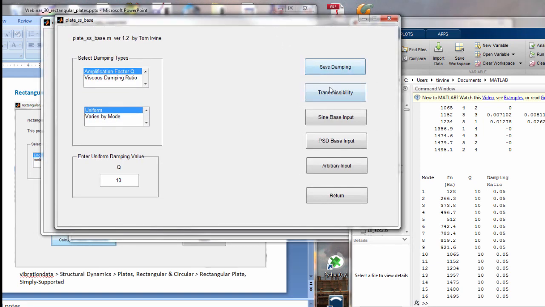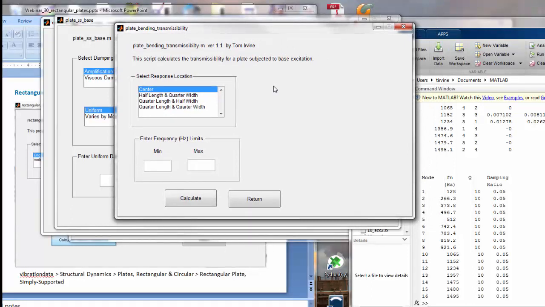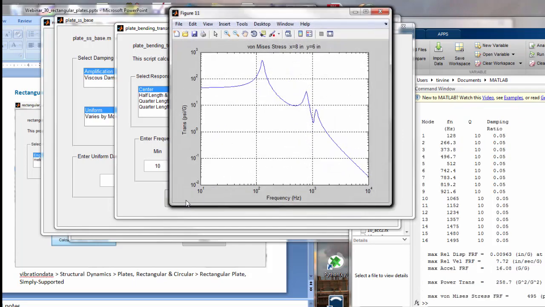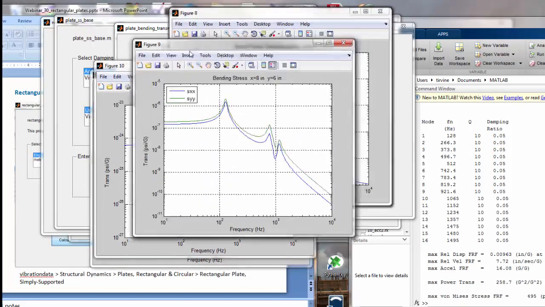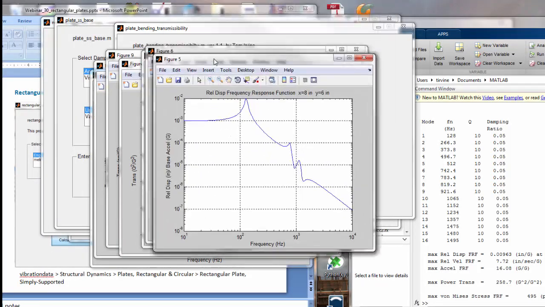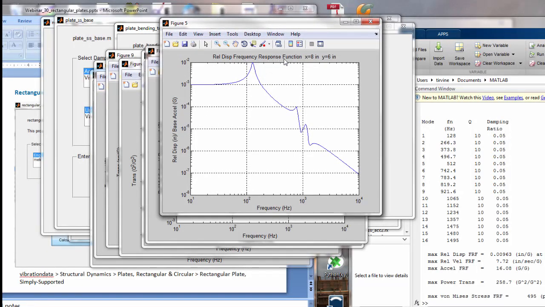Let's take a look at the transmissibility. This is the transmissibility for base excitation for our simply supported plate. We're going to look at the center location, and let's put from, say, 10 to 10,000 hertz for our frequency limits. Calculate, and a bunch of plots come up. Here's our relative displacement frequency response function, and this is at the center of that plate, because the plate is 16 inches long and 12 inches wide, so the origin is at one of the corners. We have the relative displacement in inches divided by the base acceleration in g.